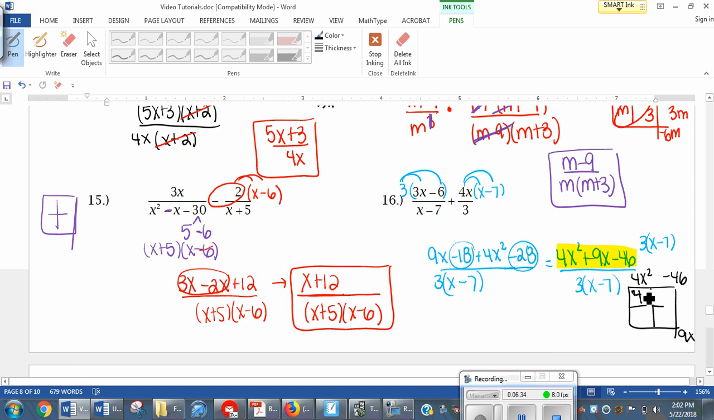Okay, but you could try 4x times x, 46, maybe try 23 and 2. Here I get 8x. Okay, but 8x and 23x don't make 9. You can try other factors, but either way, it's not going to reduce with the bottom, so you can just leave it like this.